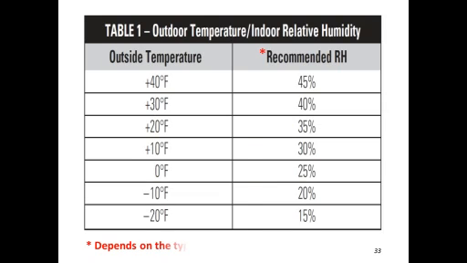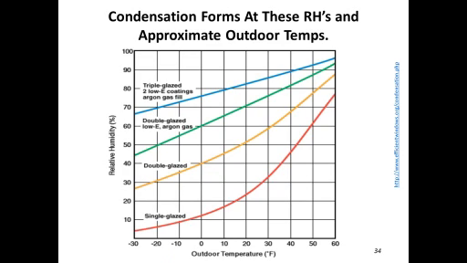And that recommendation is going to depend totally on the type of windows that you have in the building, and also the type of vapor barrier or vapor retarder that you have in your walls and cold ceiling. This is a really good chart. First time I've ever seen something like this was when I put this webinar together for RSES. But this shows condensation and where it forms at different relative humidities at different outdoor temperatures for different window types.